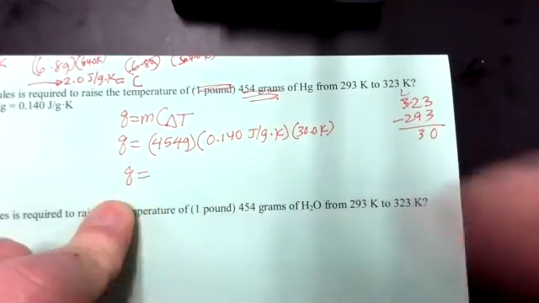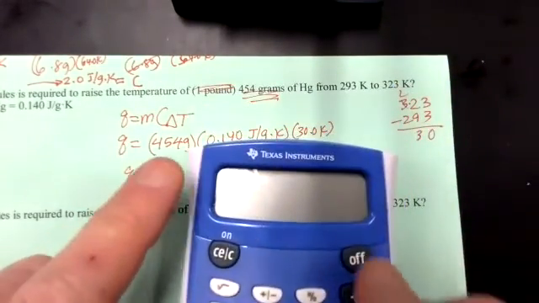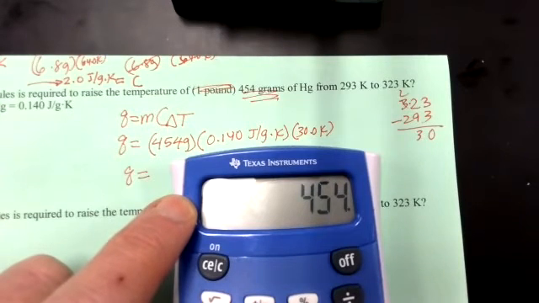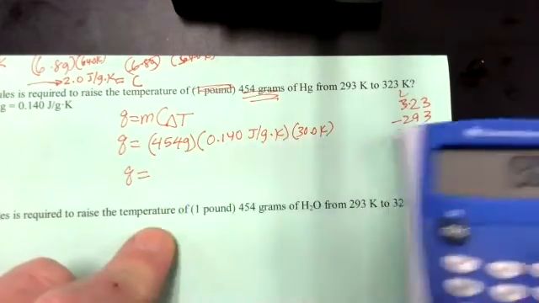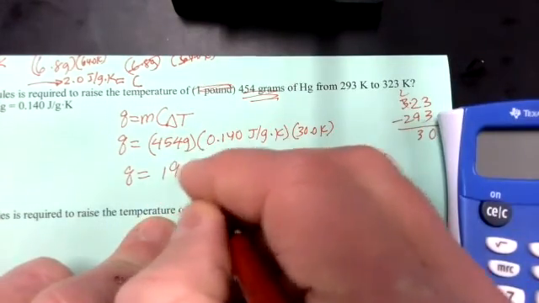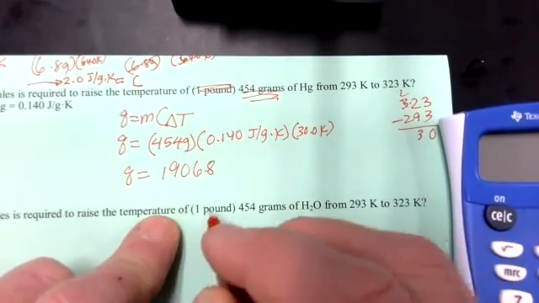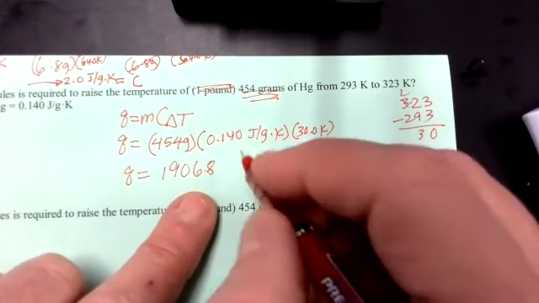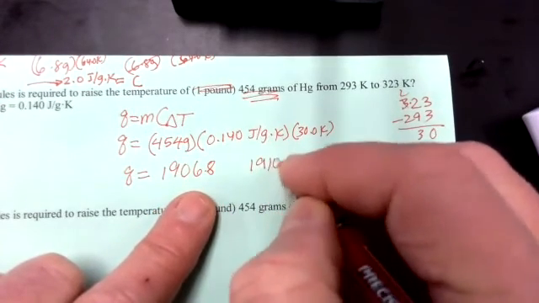The Q is going to equal, let's get these numbers going here in the calculator, 454 times 0.140 times 30.0, and it's equal to 1906.8. And then we have to say how many significant figures. It looks like 3, so it's going to be 1910.